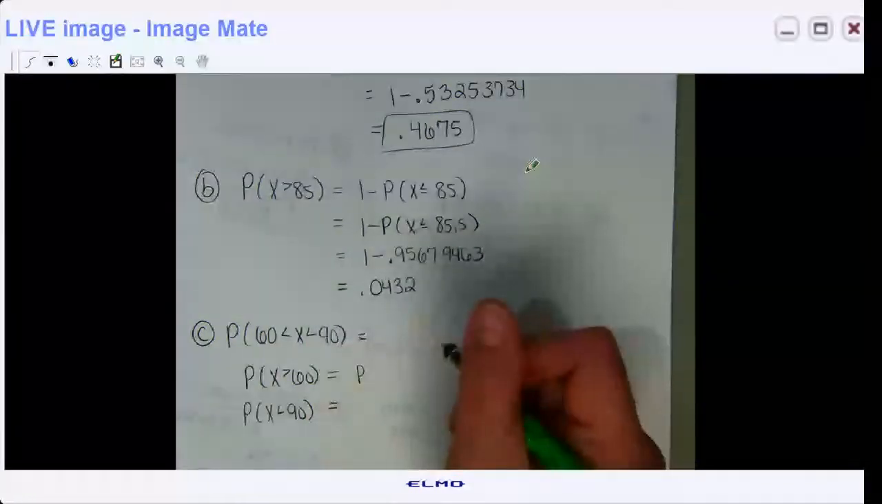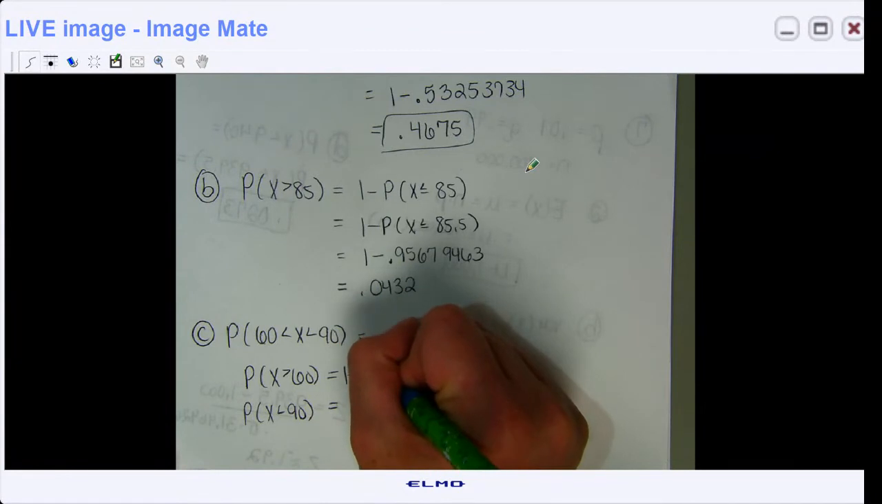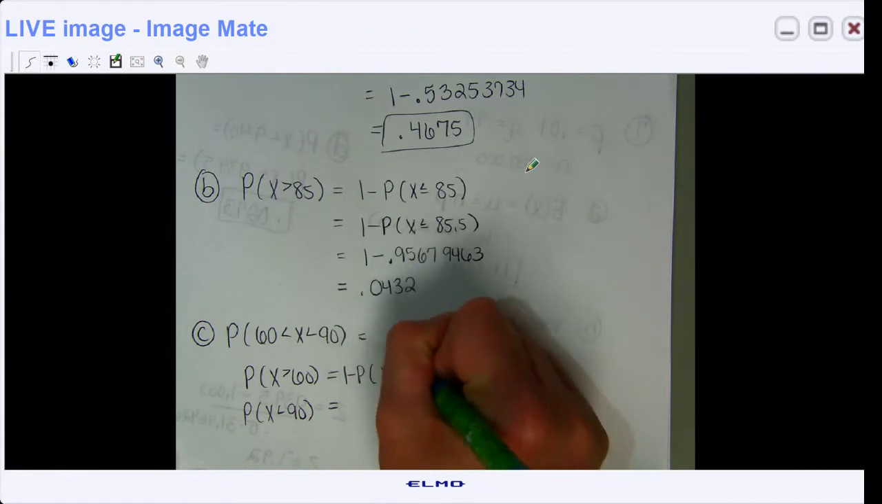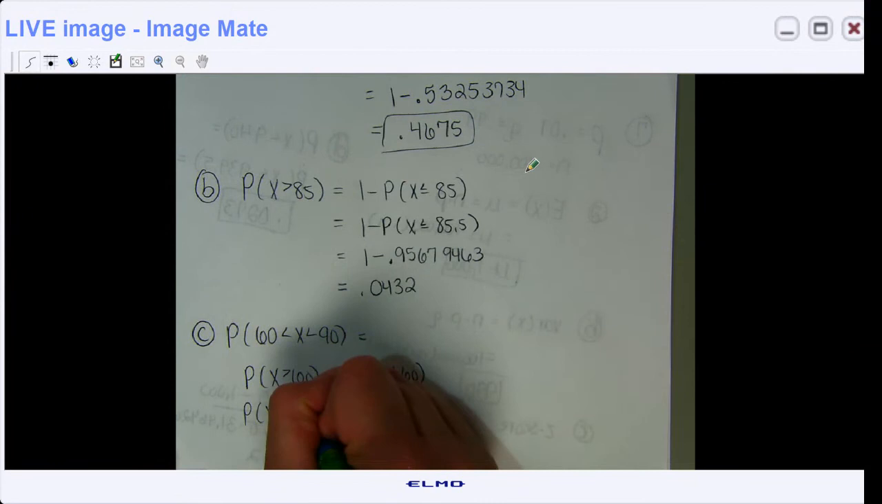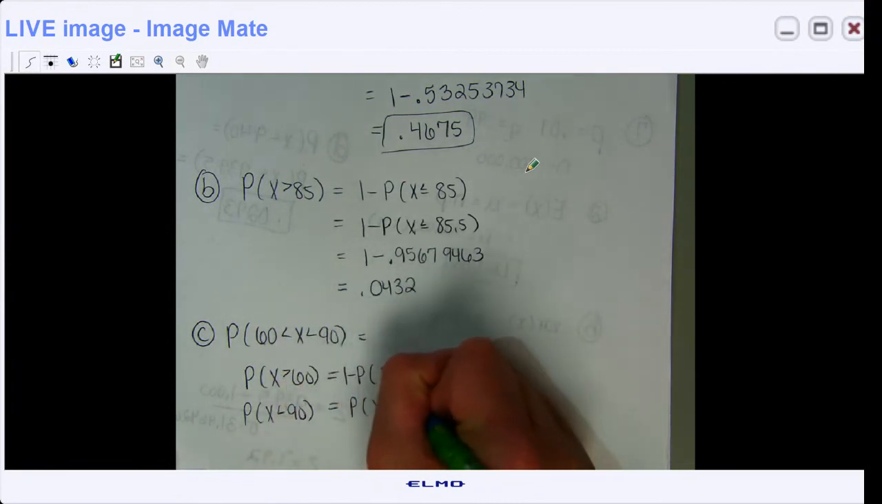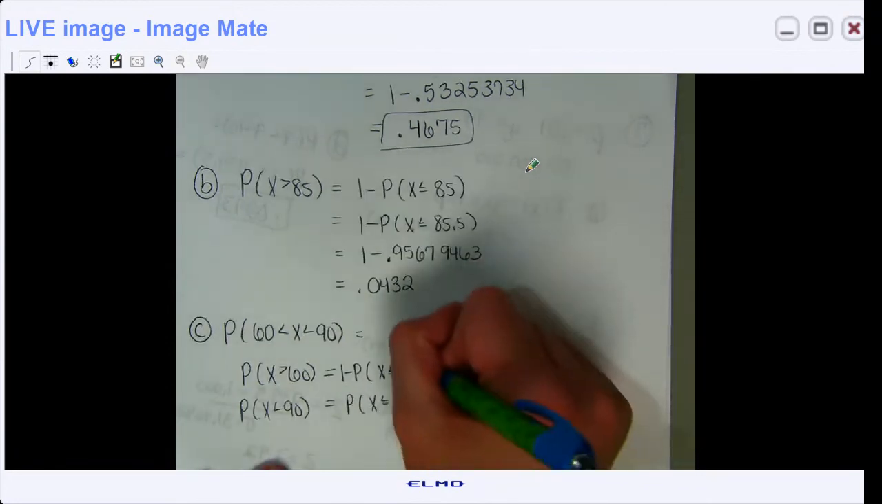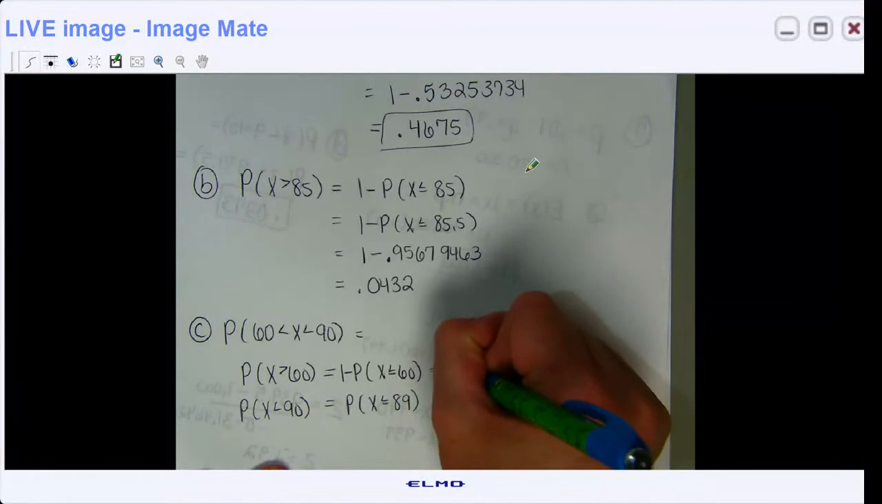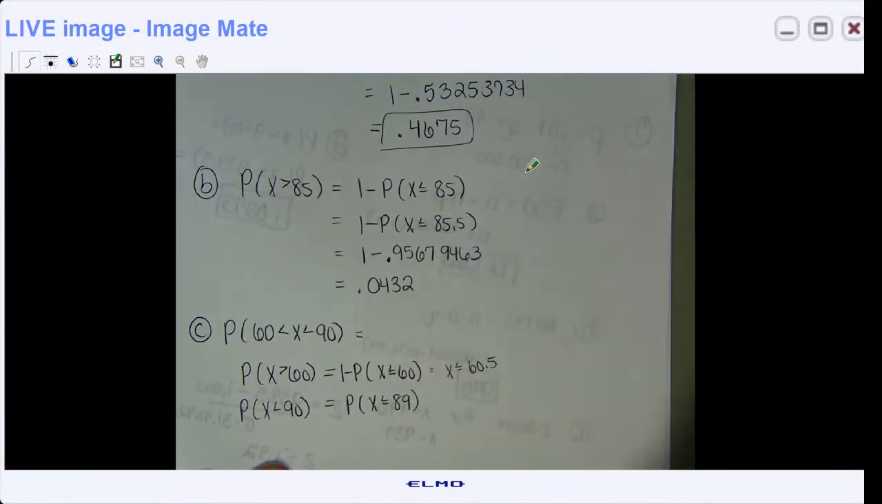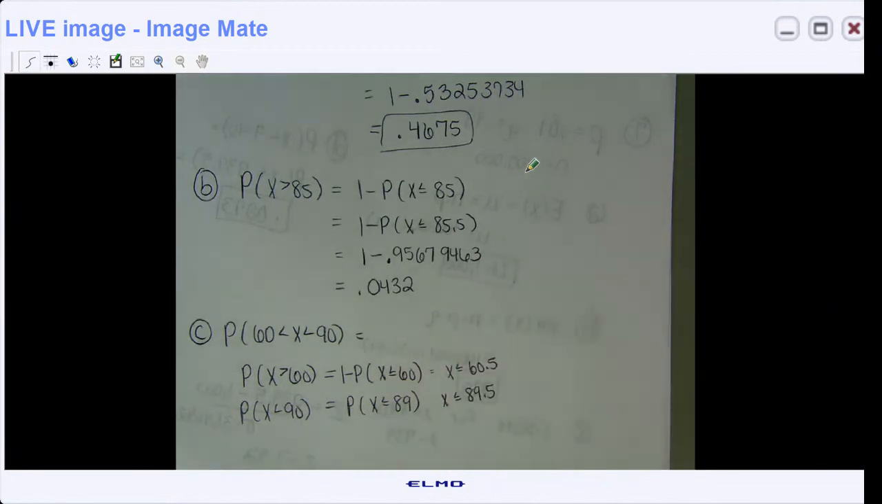So greater than 60 becomes 1 minus the probability that x is less than or equal to 60, and this becomes the probability that x is less than or equal to 89. But then when these go into StatCrunch, you're putting in x is less than or equal to 60.5 and x is less than or equal to 89.5. So with the binomial, you can't forget that correction for continuity.